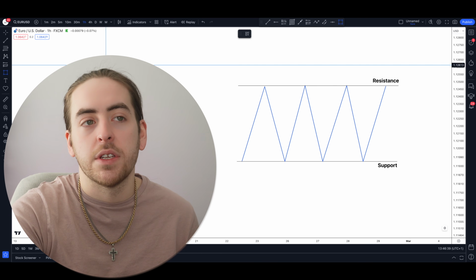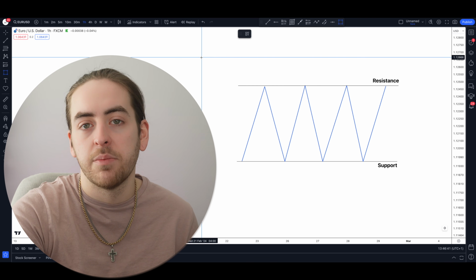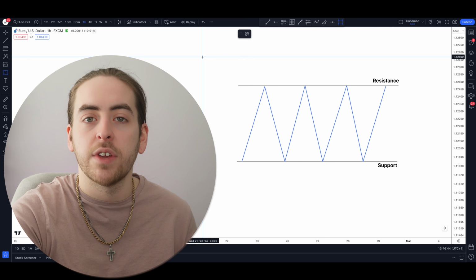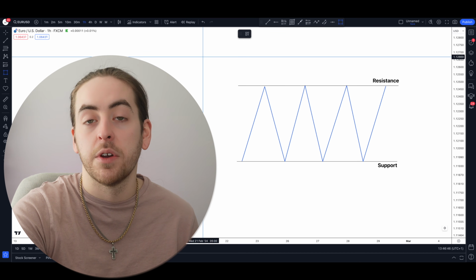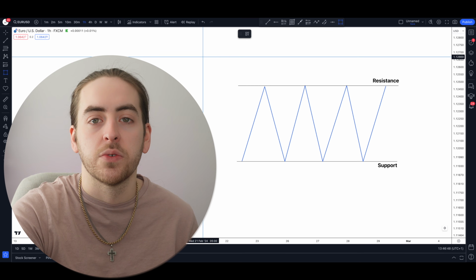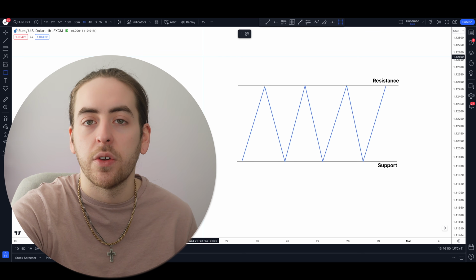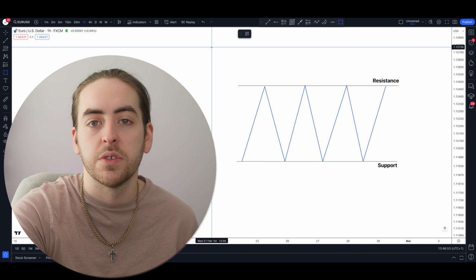And to give you a brief rundown of what liquidity is, liquidity simply refers to orders, and markets react purely to orders. When a market goes up, it's because there's more buying orders than selling orders in a market. And when the market goes down, it's because there's more selling orders than buying orders.